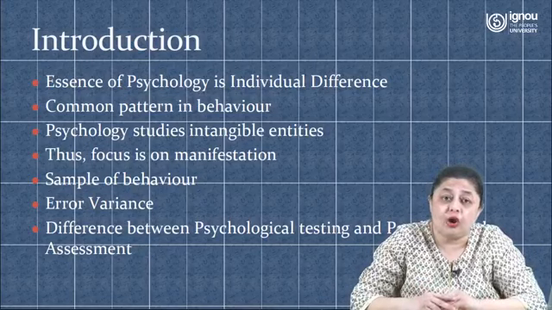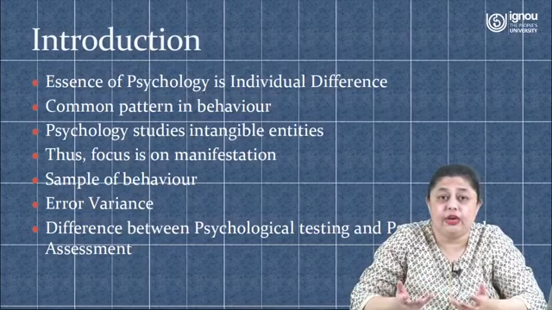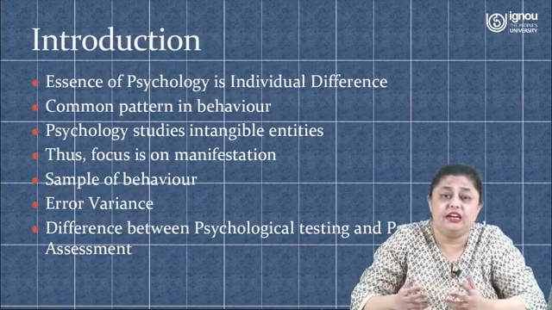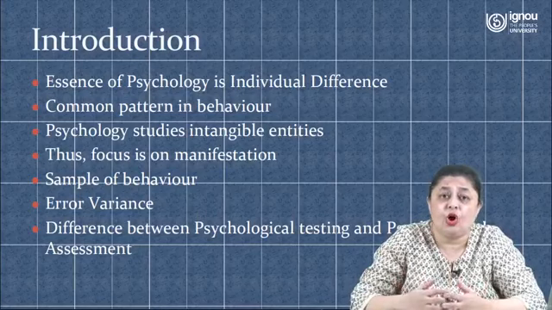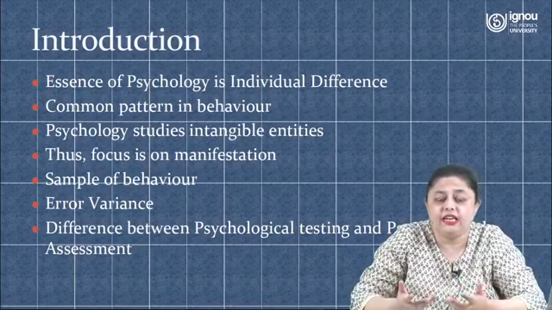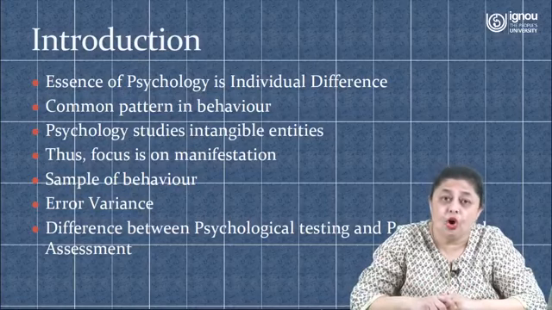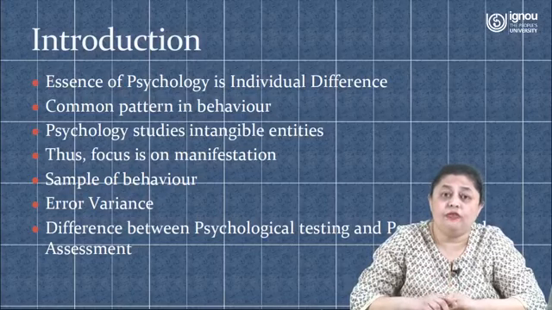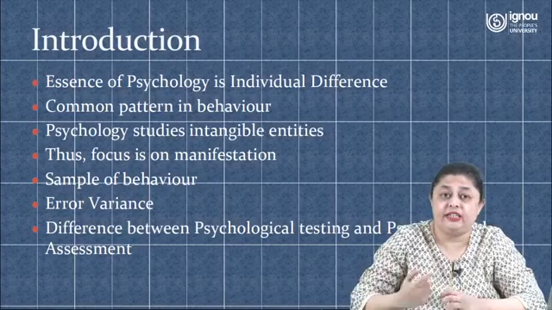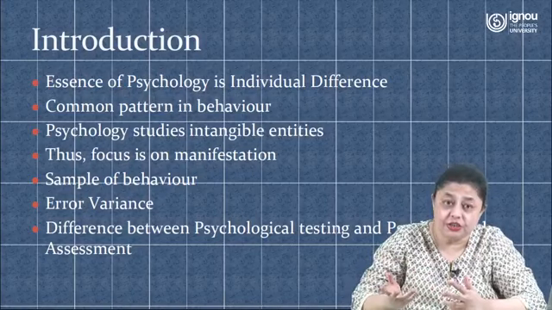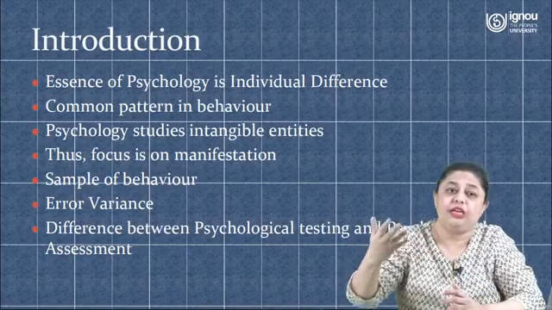But as far as psychology is concerned, the entities, the variables that we study, like intelligence, personality, or attitude, and so on, everything is intangible. We cannot see them. But how do we measure them? We measure them through their manifestations. We know a particular person is honest, or we know a particular person is adjusting well, through his or her manifestation, through the way he or she behaves.